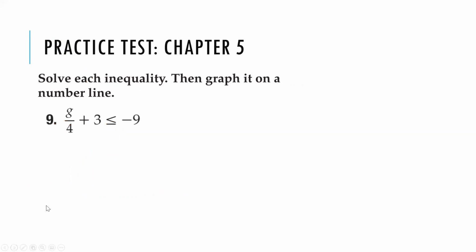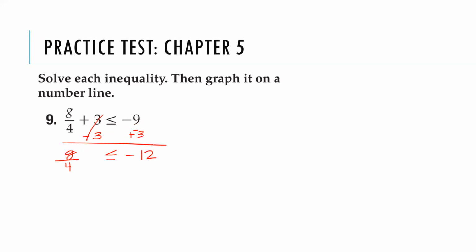All right. And then number 9, here we have a two-step equation. So first, I'm going to subtract 3 from both sides. So I have g over 4, this is gone, less than or equal to, and -9 minus 3. Remember, you add the opposite. So -9 plus -3 is -12.